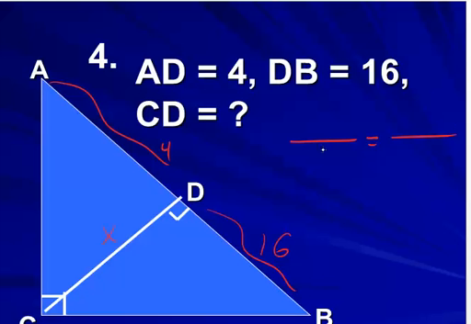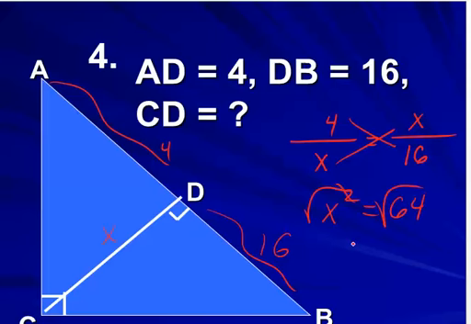So CD, the altitude, is my geometric mean for the 2 parts of my original hypotenuse. Those are my extremes. Again, x times x is x squared equals, crossing the other direction, 4 times 16 is 64. The square root of 64 is 8. And remember, square roots really do have a plus or minus answer, but because we're dealing with lengths of sides in our triangle, lengths of altitudes in our triangle, pieces of the hypotenuse, we're only going to use that positive answer.